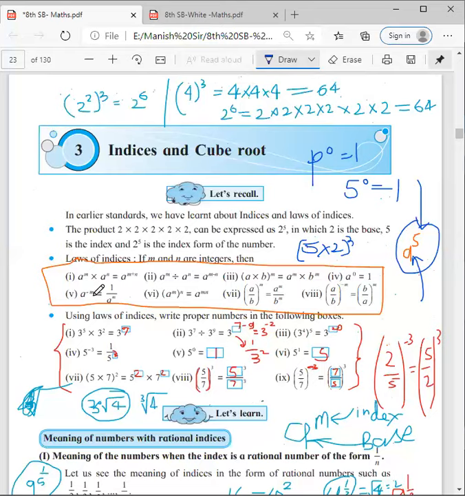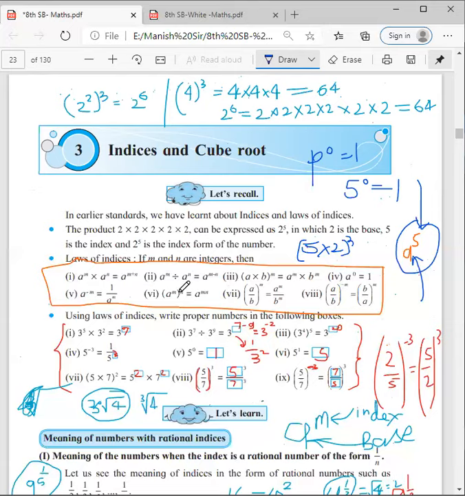After that, the fifth one, very simple: a raised to minus m. Whenever you get the power in negative form, you can write it as 1 upon a raised to m. The entire term will come in the denominator. If we go for the sixth one, they have given a raised to m, the whole raised to n, that is equal to a raised to mn.